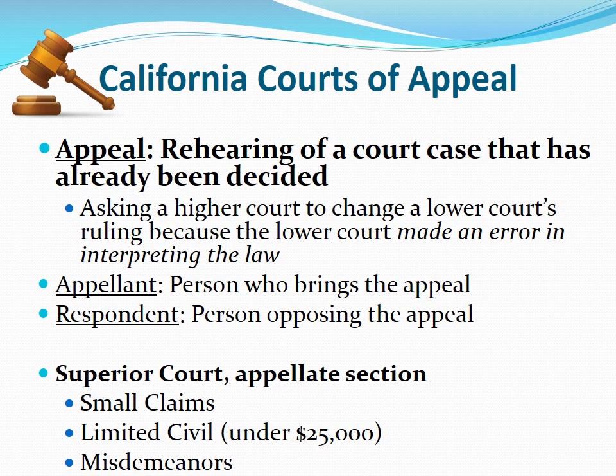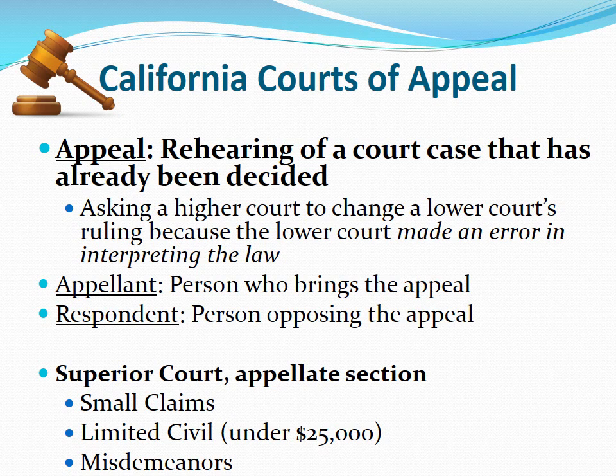The Superior Court also has an appellate section which does some of the appeals in California for small claims and for limited civil jurisdiction, which is when you're suing in civil court for under $25,000. We also have a misdemeanor department within the Superior Court which does hear appeals as well. What the appeals court will do, however, is decide whether or not the judge made an error in interpreting the law. If they decide the judge did make an error, they can reverse the decision and remand it to the lower court. They will not hear all of that evidence again.